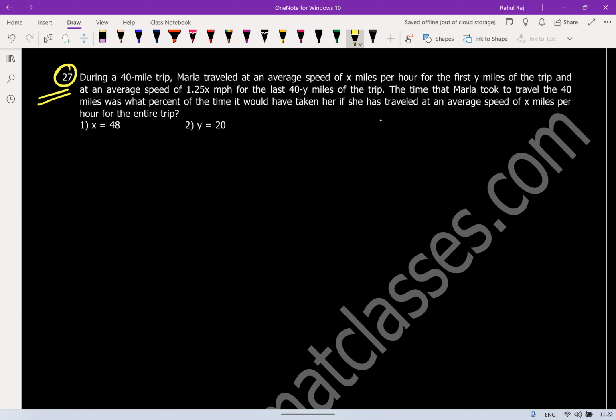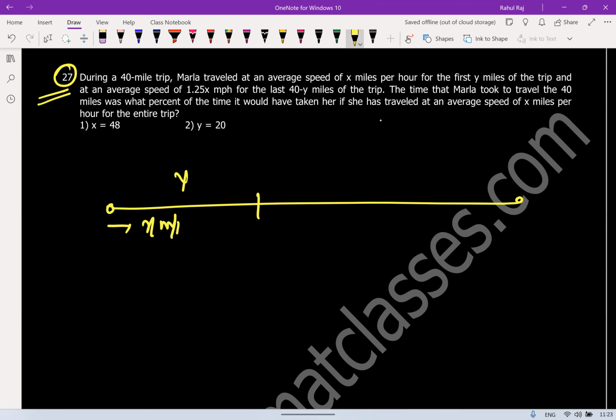So what's this over here, 27th question? During a 40-mile trip, Marla traveled at an average speed of X miles per hour for the first Y miles. So let's say this is a 40-mile trip. For the first Y miles, they travel at X miles per hour. And the remaining distance, that is 40 minus Y, they travel at 1.25 X miles per hour.